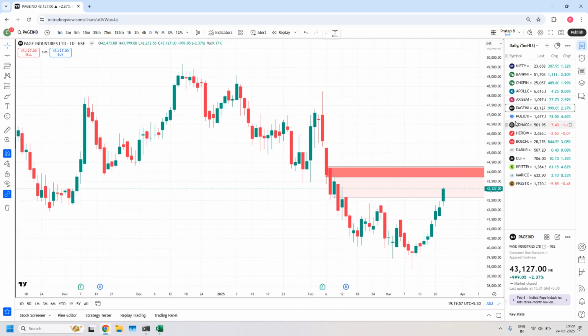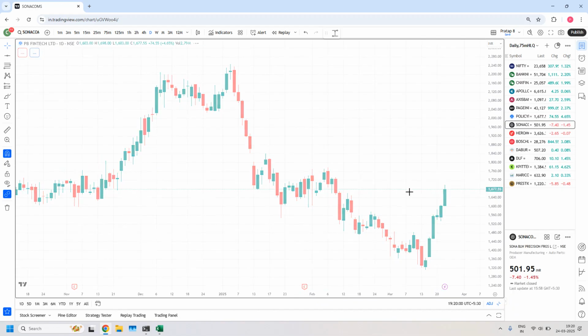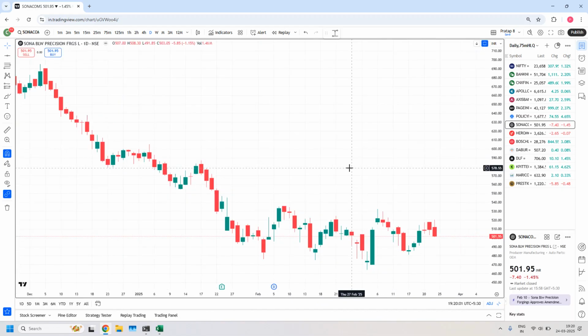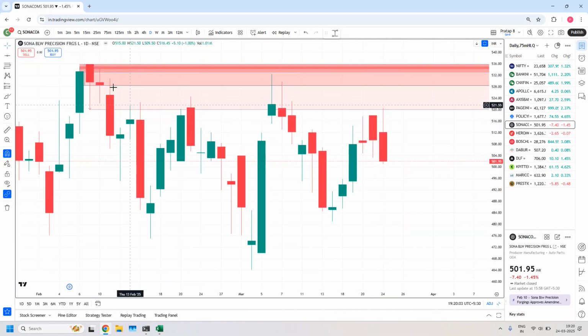Next one is Policy Bazaar. We discussed Sonacom. Sonacom's also explained earlier how we fine tuned. Here we have a fine tuned 5 minute zone. This one we already discussed previously. This one also we didn't get any trade. Hero Motors we discussed.